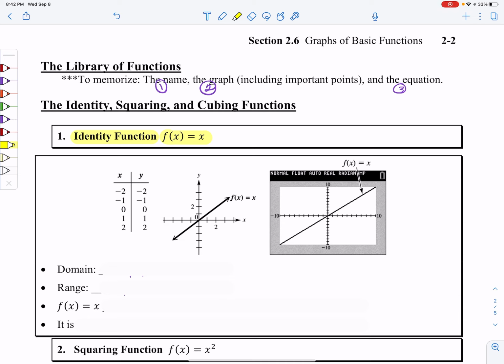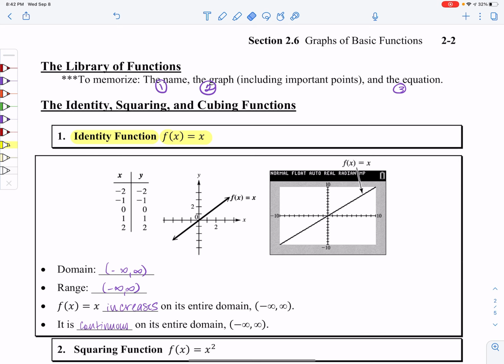You can look at the graph at this point and be able to tell what the domain is. So the domain is not something you have to memorize as long as you know what the graph is. The domain is going to be all real numbers. The range will also be all real numbers. Notice that this particular function is increasing on its entire domain, and it is also continuous on the entire domain.